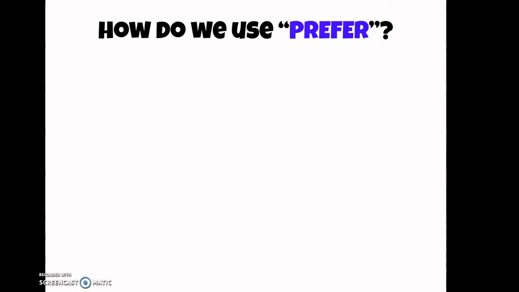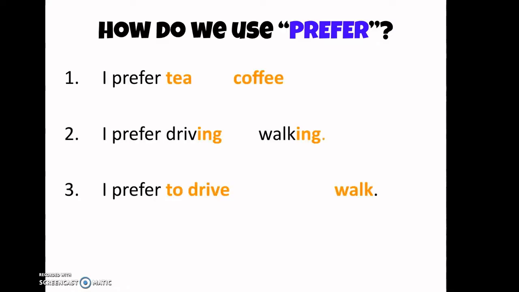So how do we use prefer? Let's see some examples. As you can see, you have three statements and they are incomplete. So let's try to complete them. The first one, I prefer tea, there is a missing word in between. And the word, in case you haven't guessed it, is to. So we can say, I prefer tea to coffee. And this is a general preference, something that we normally prefer in our lives.